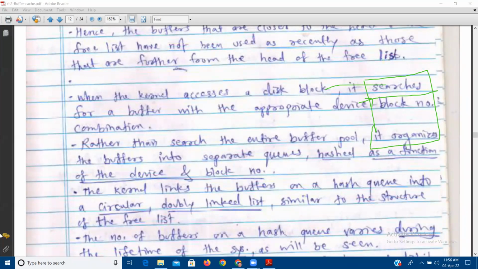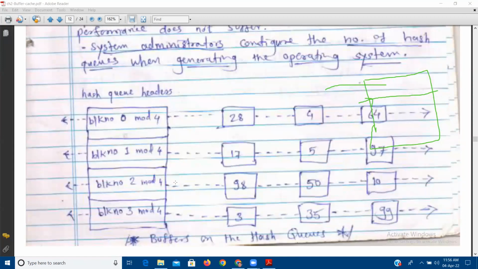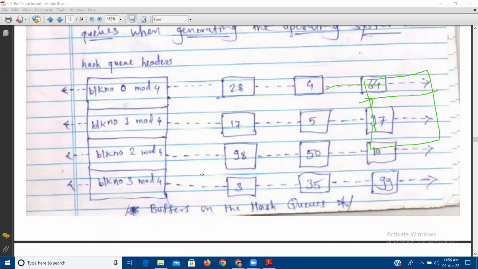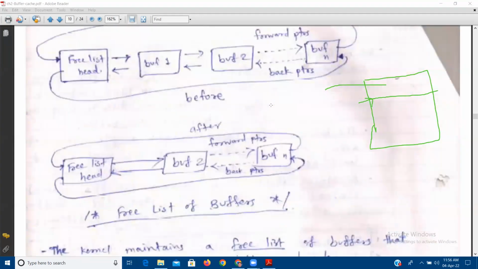ते buffer कसे ठेवलेले आहेत, hash function नुसार ठेवलेले आहेत. So here we are looking at this diagram. Listen carefully to understand this diagram. So these are the buffers on the hash queue, and whatever diagram I just showed, these are the buffers on the free list. So these are the two diagrams which come inside the structure of the buffer pool.